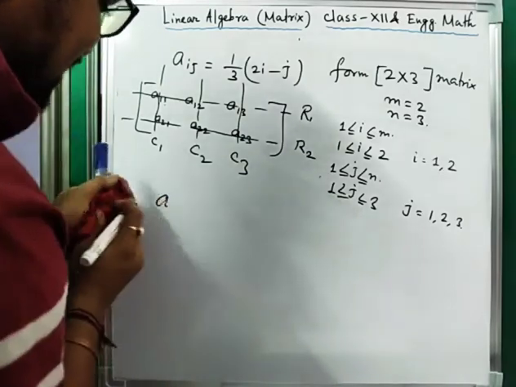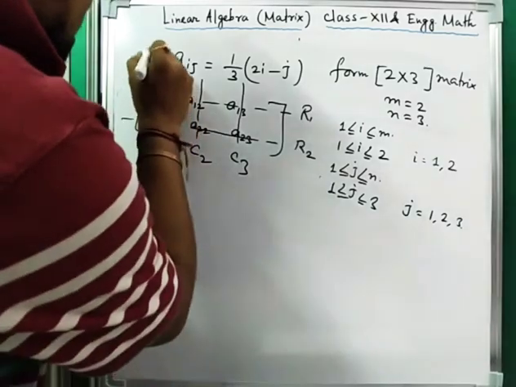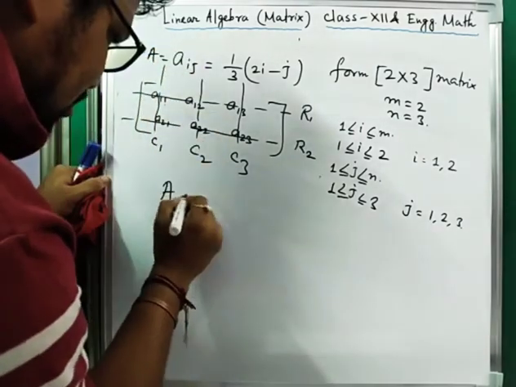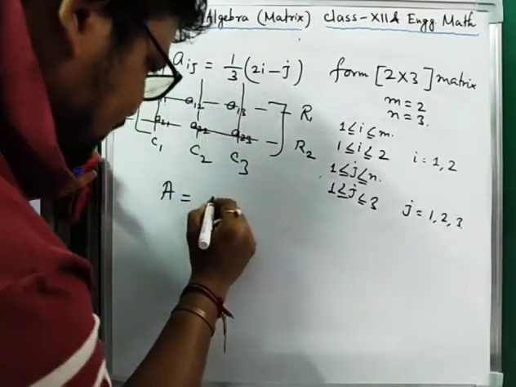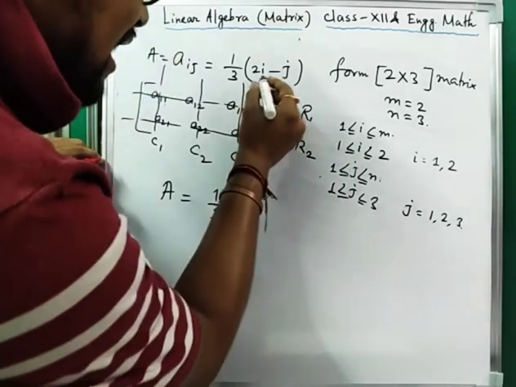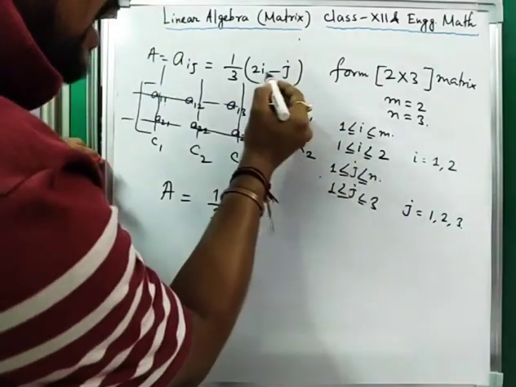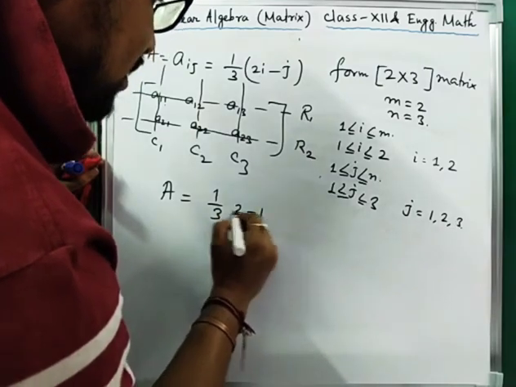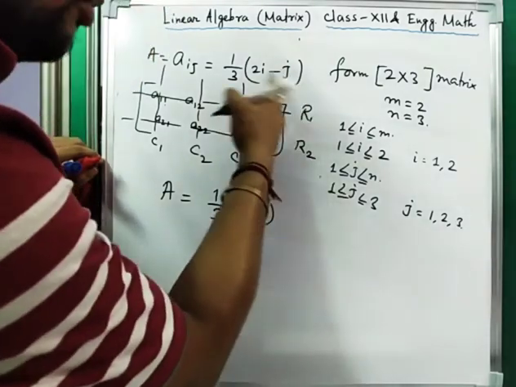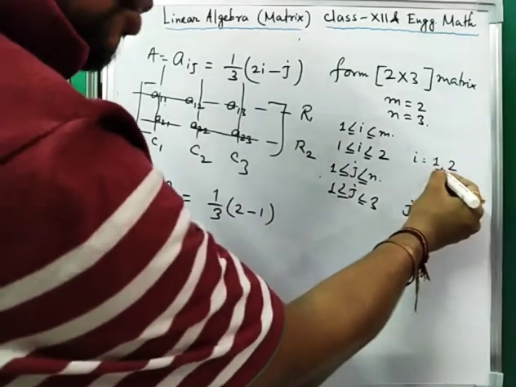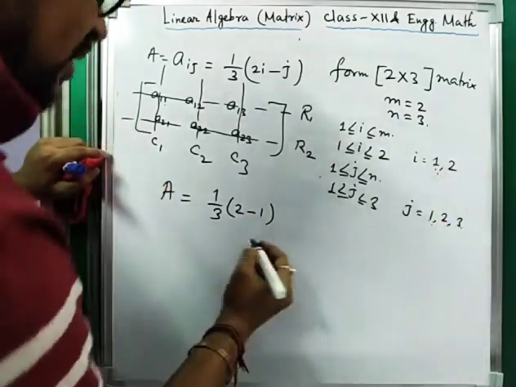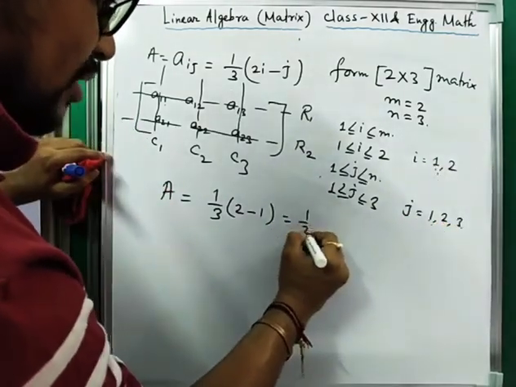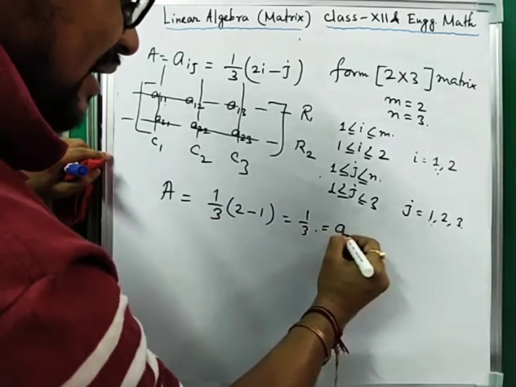Aij, I am writing here A equals to, this is A actually, so A equals 1 by 3 when I and J both are 1. I equals 1 means 2 minus 1. Okay, I and J both are 1 because I am taking 1 1, these two values I am taking. Okay, so the answer is coming 1 by 3. So this is nothing but A11.